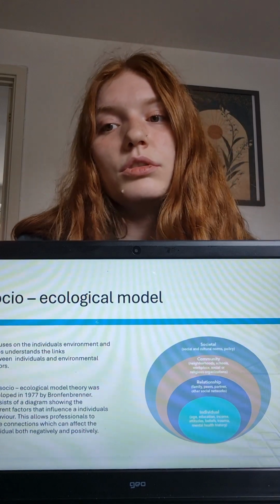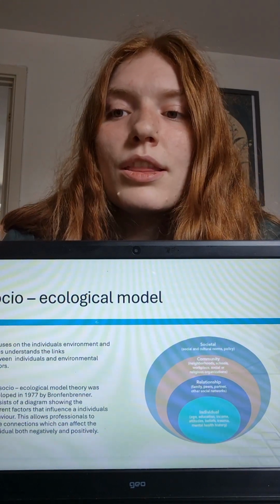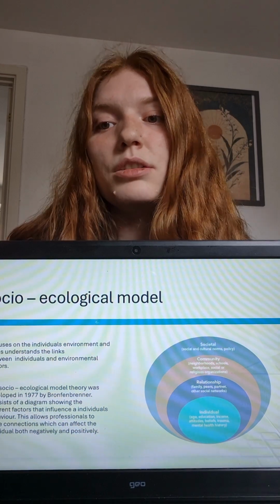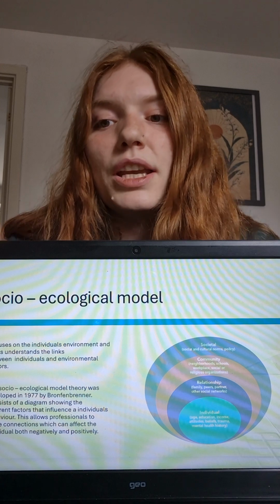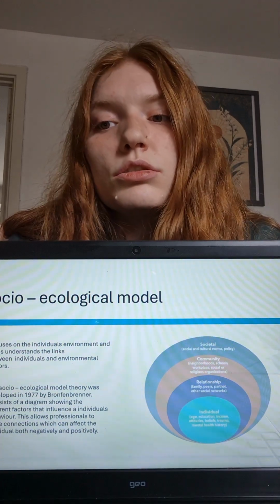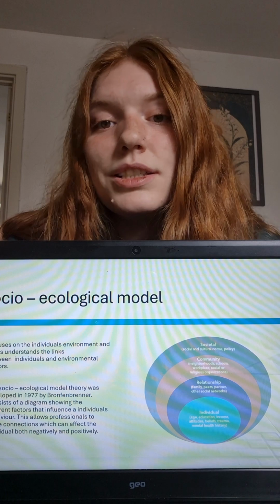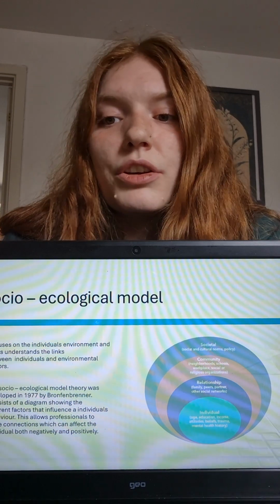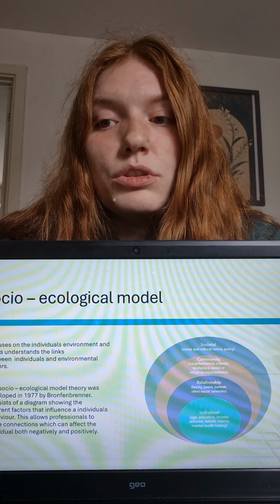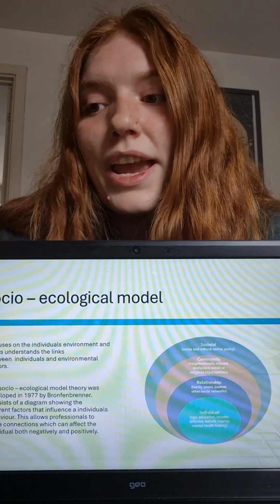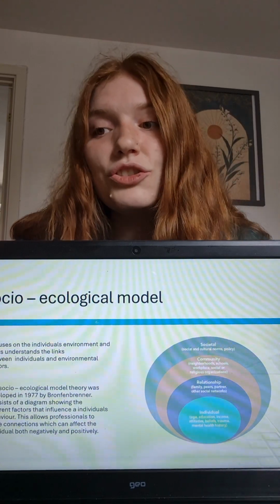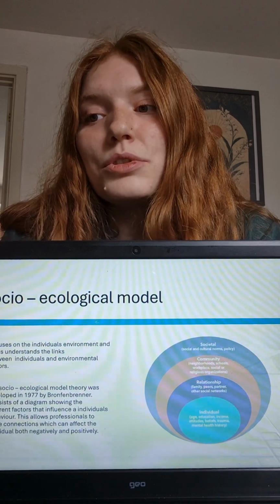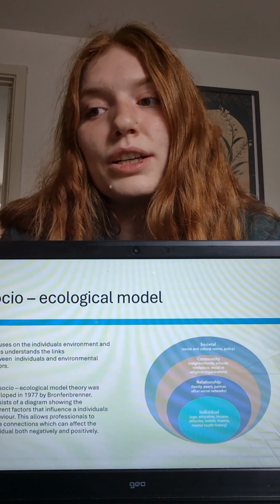The social ecological model. This focuses on the individual's environment and helps them understand links between both the individual and the environment they are in. The social ecological model theory was developed in 1977 by Bronfenbrenner. This consists of a diagram showing the different factors that influence an individual's behaviour. This can be age, education, income, the relationships with their family, peers and friends, the community they live in, and also their social and cultural norms.